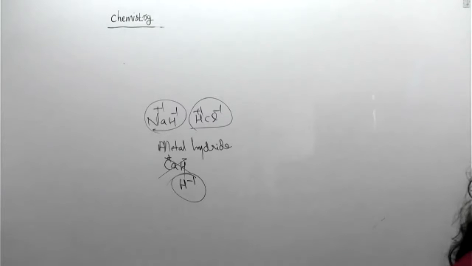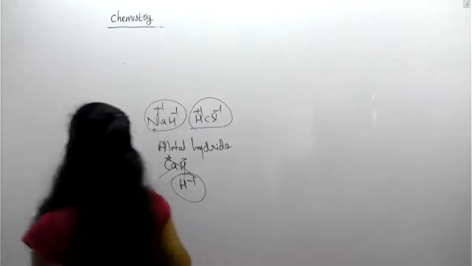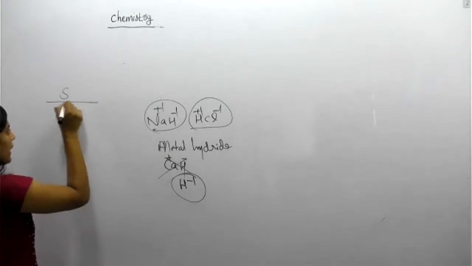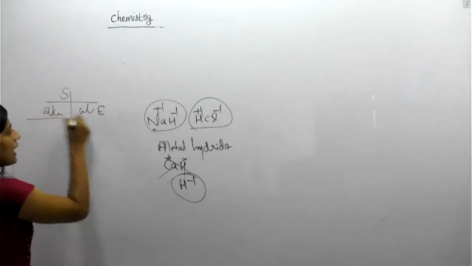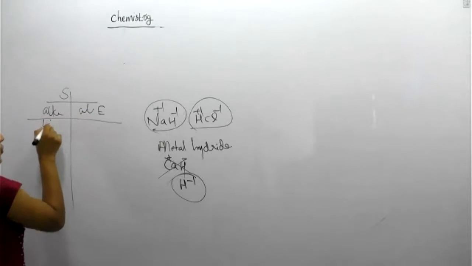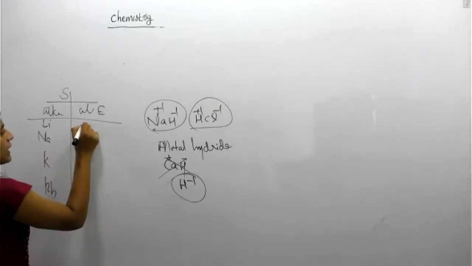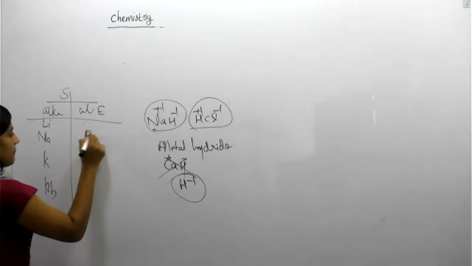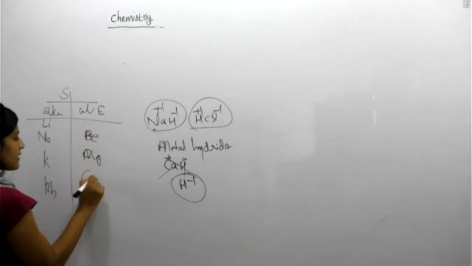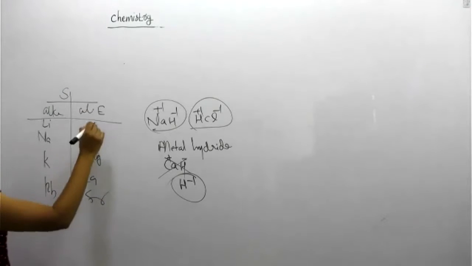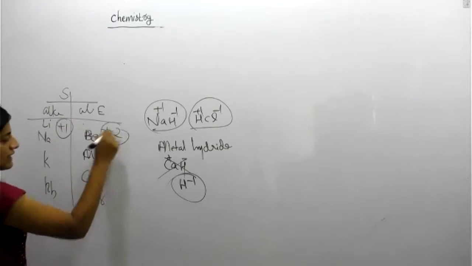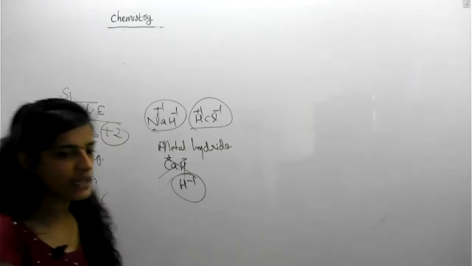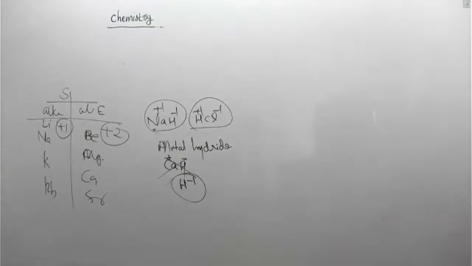Alkali metals, the first S block elements. S block elements can be classified into alkali and alkaline earth. So the alkali metals are lithium, sodium, potassium, rubidium, and the alkaline earth metals are beryllium, magnesium, calcium, strontium, barium, and so on. Alkali metals are +1 in oxidation state. Magnesium and calcium are +2, you can note that down. Alkali metals are +1, alkaline earth metals are +2.